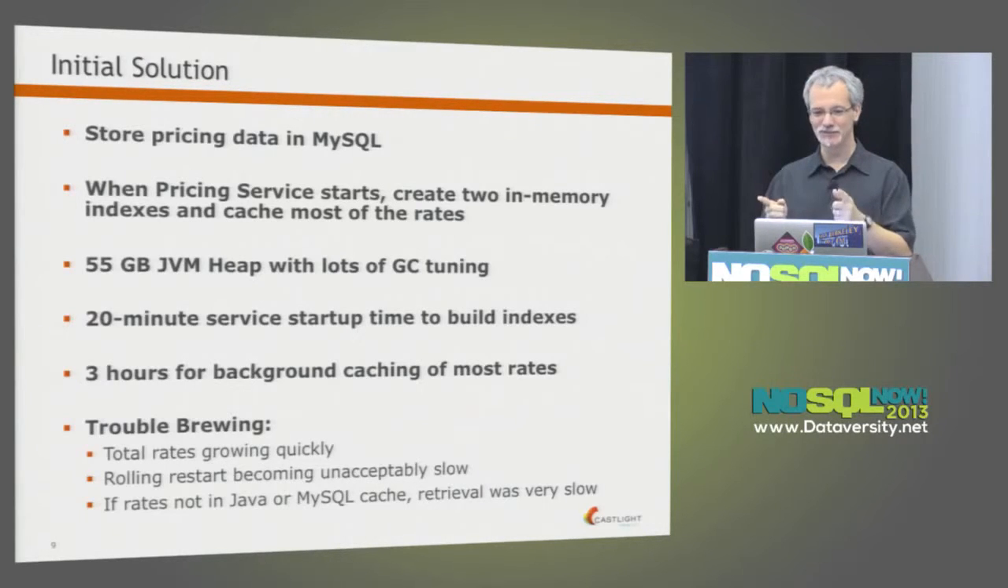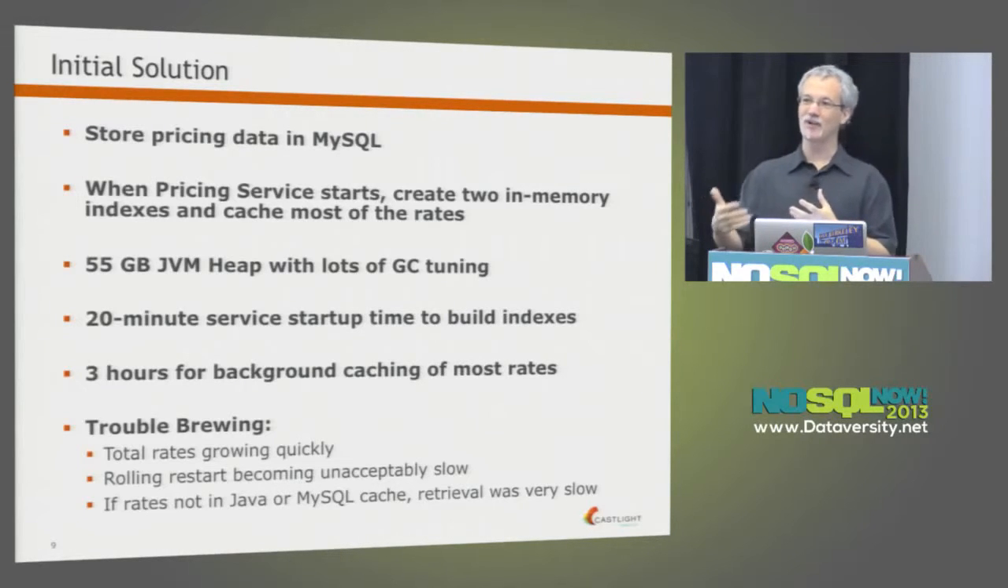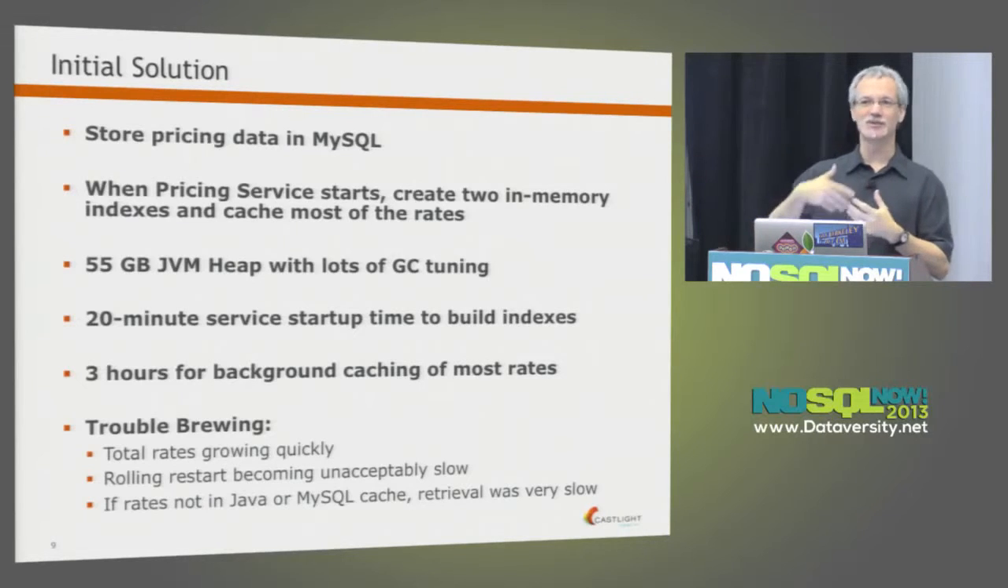CMS collector, that is your friend when you're doing things like this. Way, way better than the parallel throughput collector. So it's a lot of time that I'm trying to work around this. And then it was taking 20 minutes for the pricing service to start up, because I didn't want to slam the database while I was reading in all that data. And then I still wanted to background cache all the additional data, and that was like 3 hours before that happened. So when we do a rolling restart on the pricing service, it would be pretty slow until we got a lot of the data cached.